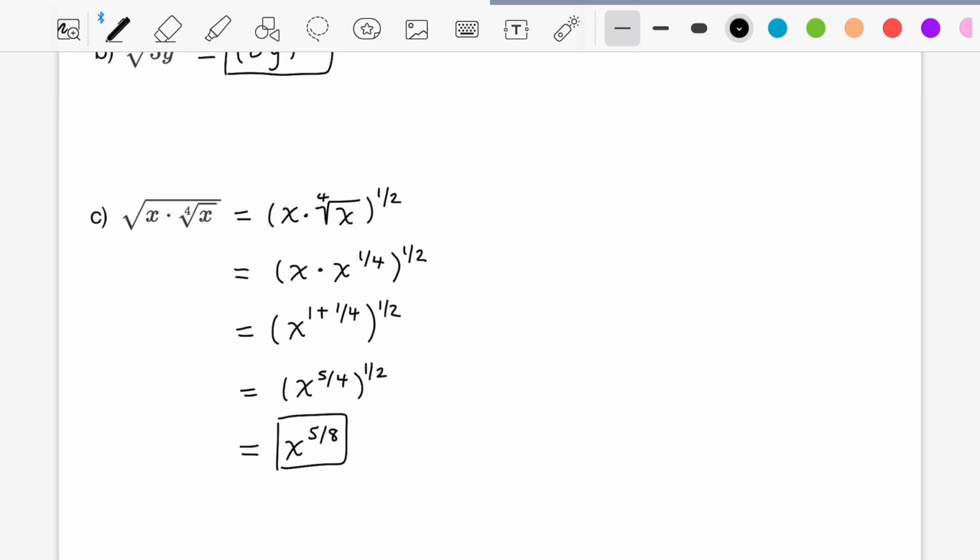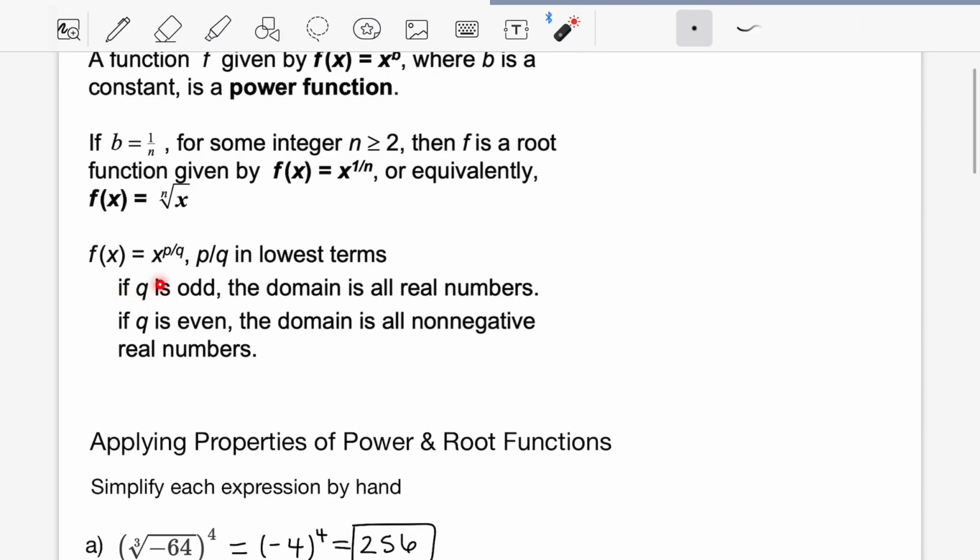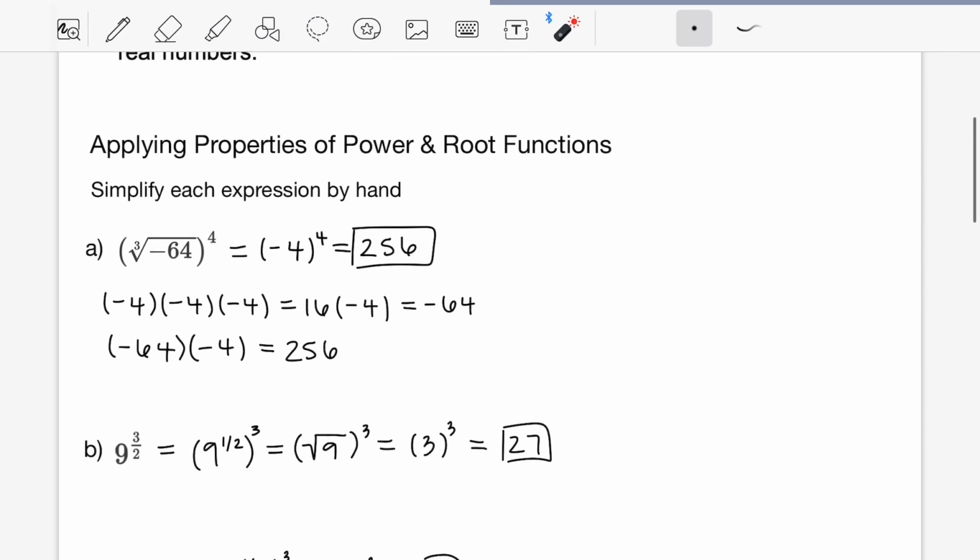All right. And the last thing we're going to do is find the domain of root functions. So going back to the top really quickly, remember this here. If our exponent is odd, the domain is going to be all real numbers, and if it's even, it has to be all non-negative real numbers.